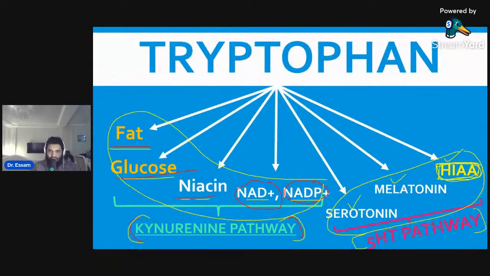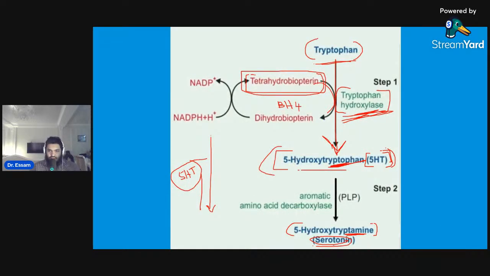Okay. Now, where was serotonin? This is serotonin right here. Let me change the color so you can see it clearly. This is serotonin. So serotonin is a product of the 5-HT pathway. Here we will get our serotonin. And serotonin is also known as 5-hydroxytryptamine. And which enzyme is required for this? Aromatic amino acid decarboxylase enzyme. So you have to remember the names of these enzymes also.